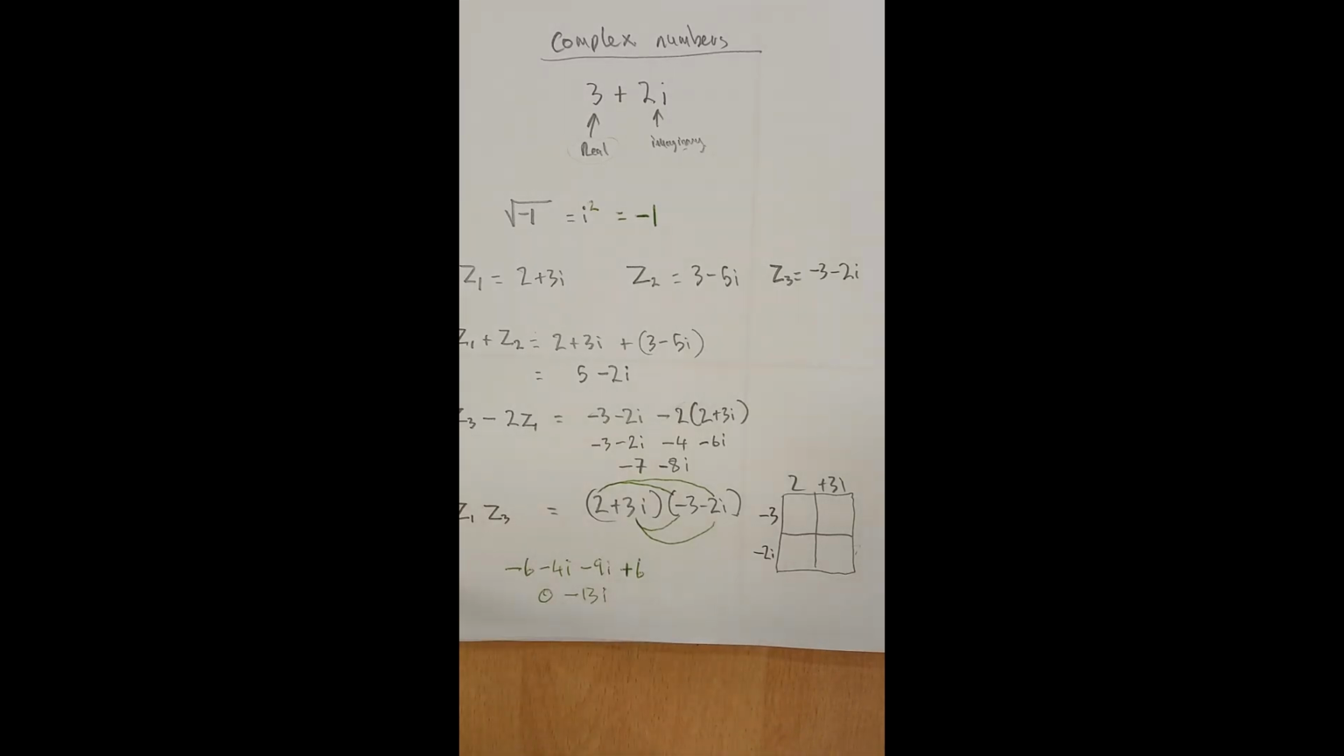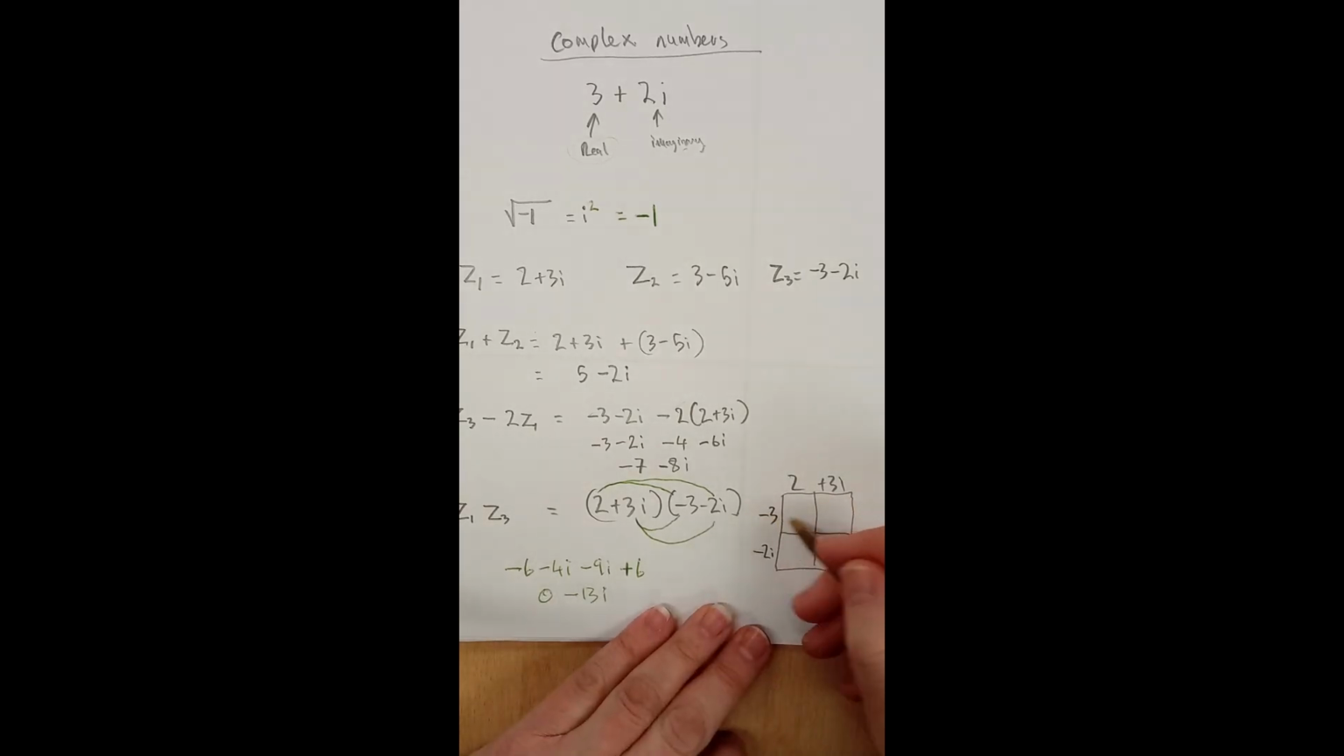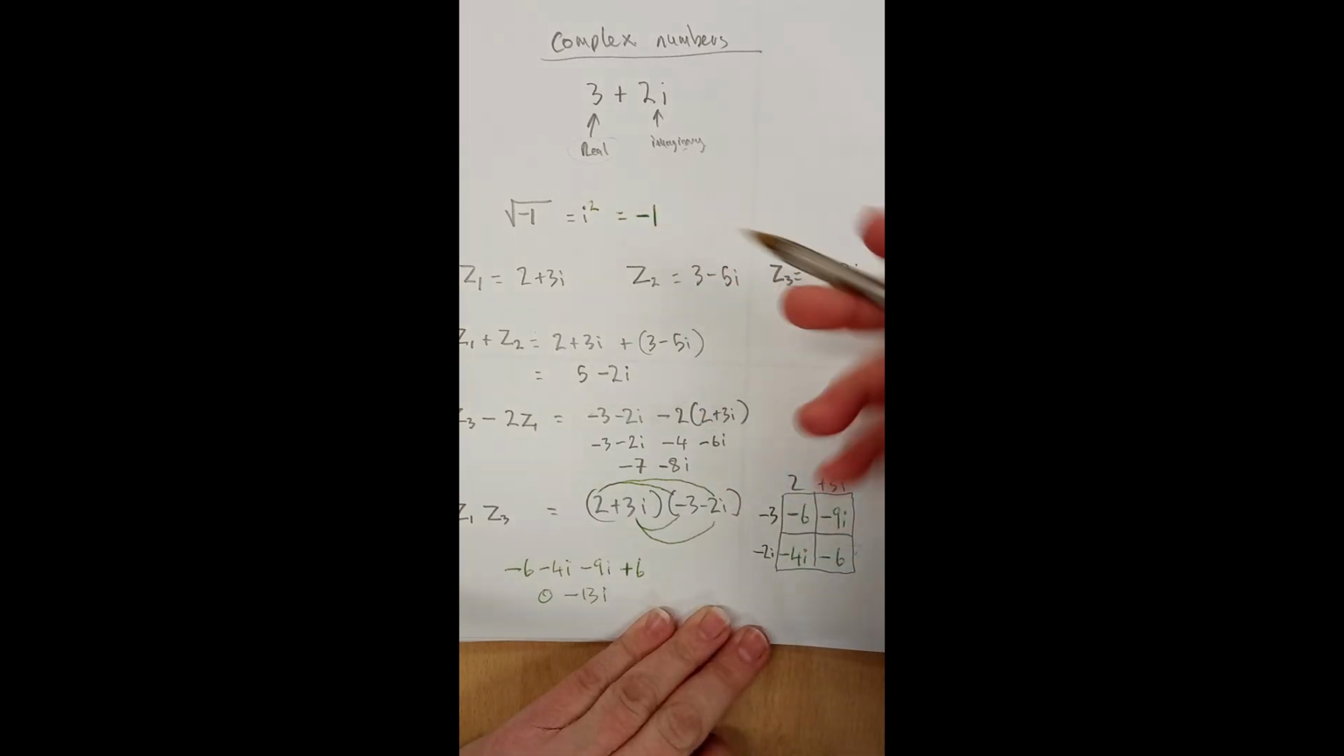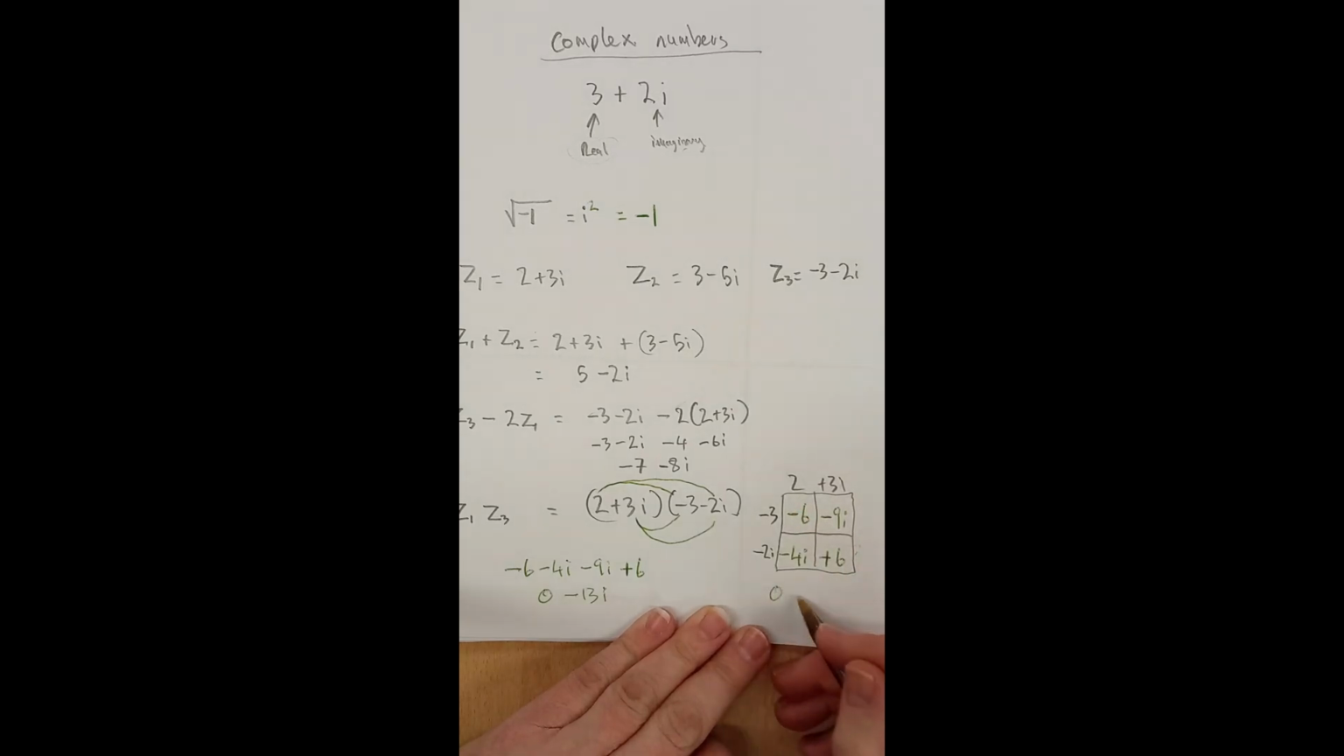Now let's see, do we get the same answer if we use the grid? Minus 3 times 2 is minus 6. Minus 3 times 3 is minus 9i. 2 times minus 2 is minus 4i. And minus 2 times plus 3 is minus 6. i squared is minus 1, so that changes to a plus. They cancel and you're left with 0 minus 13i.